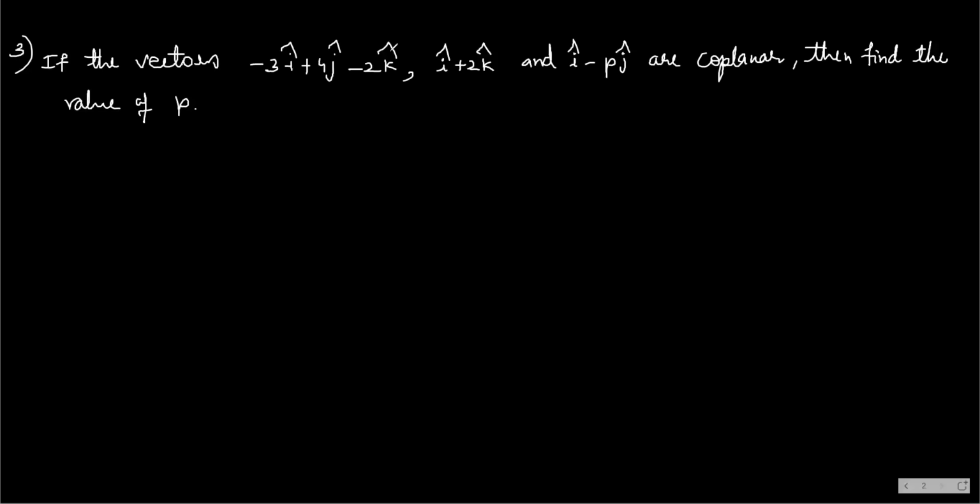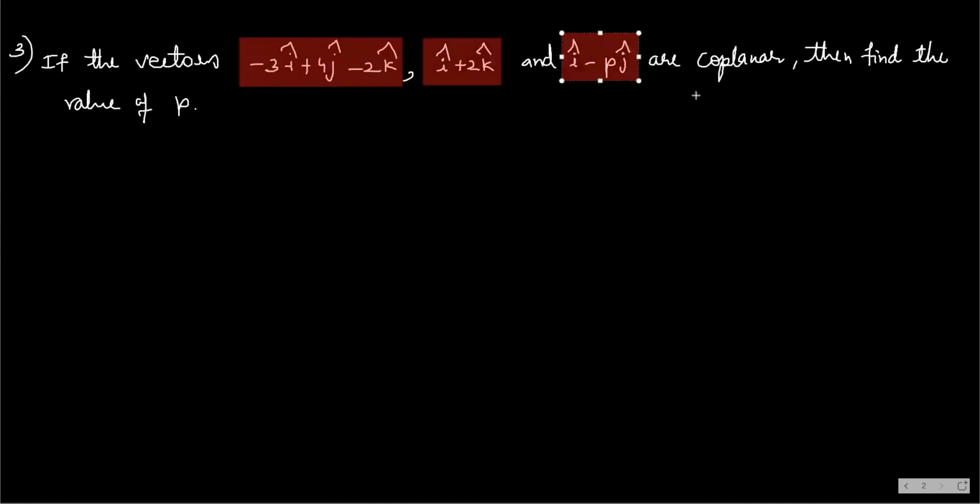So now we have the third question here. It is another question from the same exercise based on the scalar triple product of three vectors. It says if the vectors minus 3 i cap plus 4 j cap minus 2 k cap, i cap plus 2 k cap, i cap minus 3 j cap are coplanar, then find the value of P.